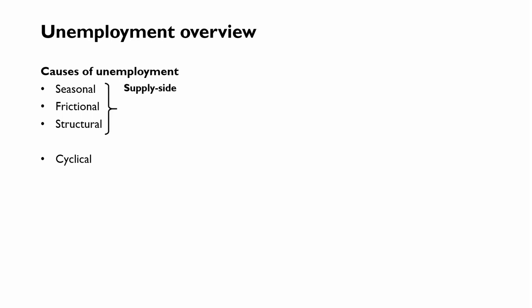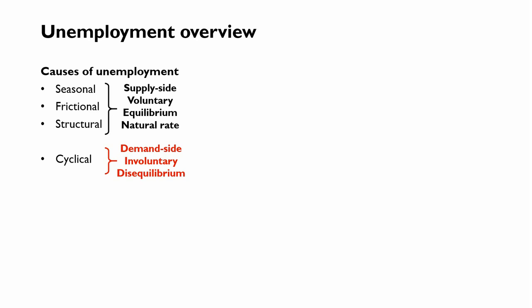Seasonal, frictional and structural we speak of as supply-side unemployment. They're all about the supply of labour to the market. We're going to see that we can think of them usually as voluntary unemployment, as equilibrium unemployment, and as the natural rate. 4 terms that we're going to meet in this video, all of which link back to these 3. Cyclical unemployment, on the other hand, is demand side, involuntary and disequilibrium unemployment. And this idea of disequilibrium unemployment, which we're going to meet today, is also known as real wage unemployment.